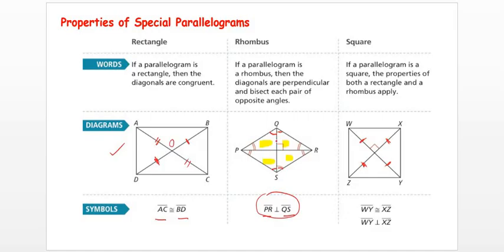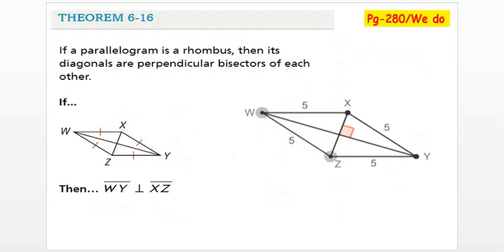But in the case of a rhombus, yes, this part is congruent to this one, and this part is congruent to this part, but not all four parts will be equal, right? But in this case, all these four segments will be equal to each other. And then both the diagonals become perpendicular to each other. So here you can see that the diagonals are perpendicular, and WY, the diagonals are also congruent. So a square takes properties of both the rectangle and the rhombus. Is that clear? Okay, let's see what we have next.